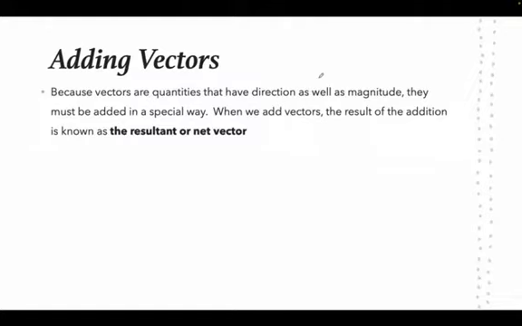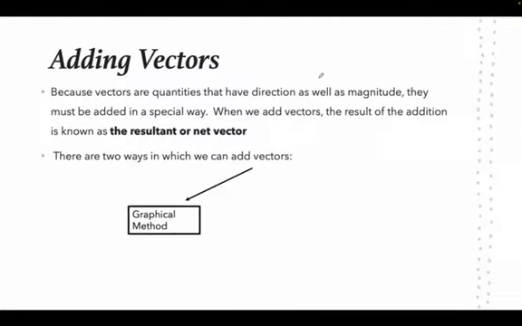Now, sometimes it's very useful to add vectors. When we add vectors, we need to be careful, because vectors are different sorts of quantities since they have magnitude and direction. So they have to be added in a special way. When we add vectors, our answer, our sum, is known as the resultant vector or the net vector. When we add vectors, we have two different ways of doing that: the graphical method and the component method.